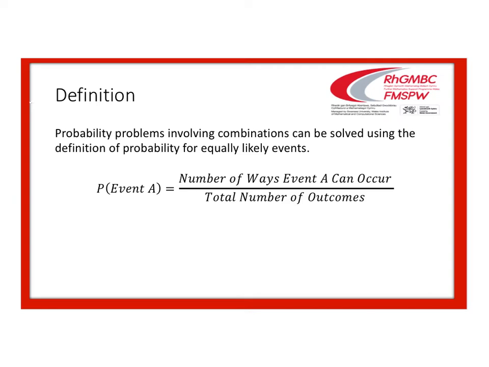Just a quick reminder of the basic definition of how we calculate probability. Probability problems involving combinations can be solved using the definition of probability for equally likely events. So what we know from the very first lesson we ever have on probability is the probability of an event A is equal to the number of ways event A can occur over the total number of outcomes. So thinking about rolling a dice, what's the probability of rolling an odd number? Well, there's 3 ways of rolling an odd number, 1, 3 or 5, and it's a total of 6 outcomes, so it's 3 over 6 or a half.